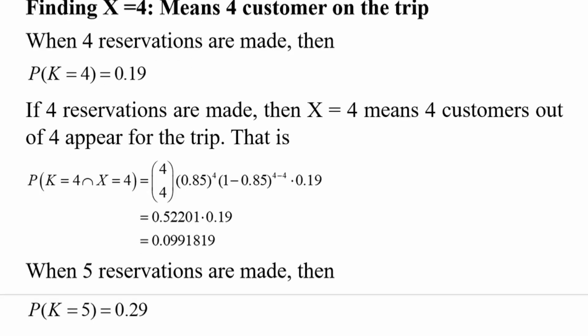and the last case is finding x is equal to 4. Here we need to rule out that the company made 3 reservations, because in case there are only 3 reservations, it is not possible that there will be 4 customers on the trip. So we need to start with k is equal to 4, which is 0.19. In that case, 4 customers out of 4 appear for the trip. So the probability for that is this one.